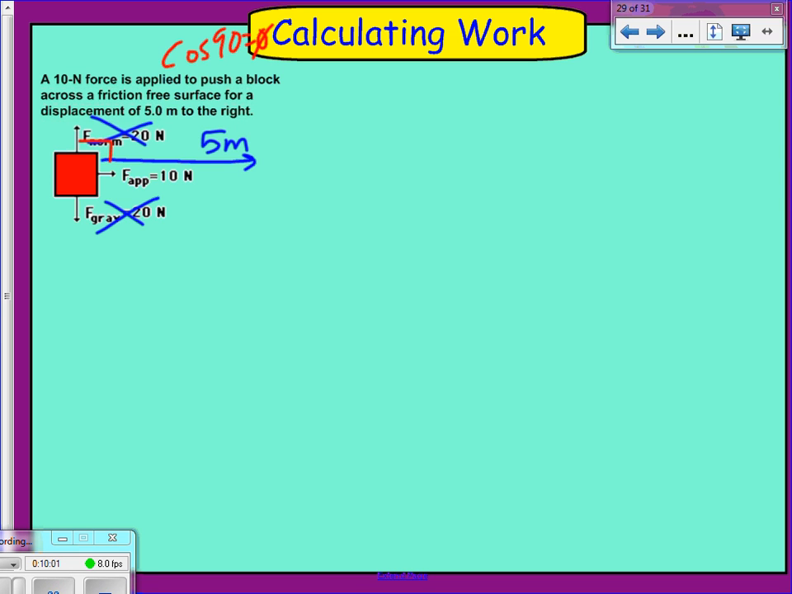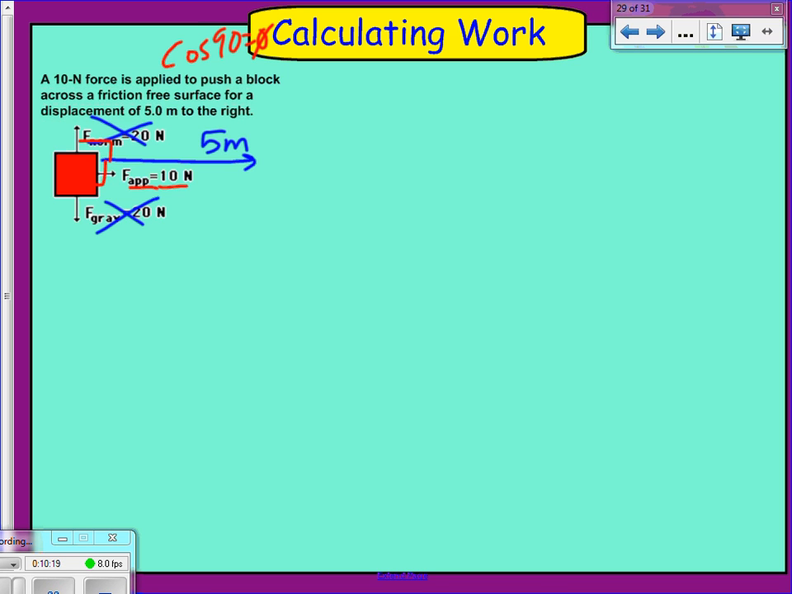So that's why there would be no work done by the normal force or gravity, because they both make a 90-degree angle with the displacement vector. So we can see that the work is only going to be done by vectors that are within the same plane. So the only force that will do work in this example is the applied force.